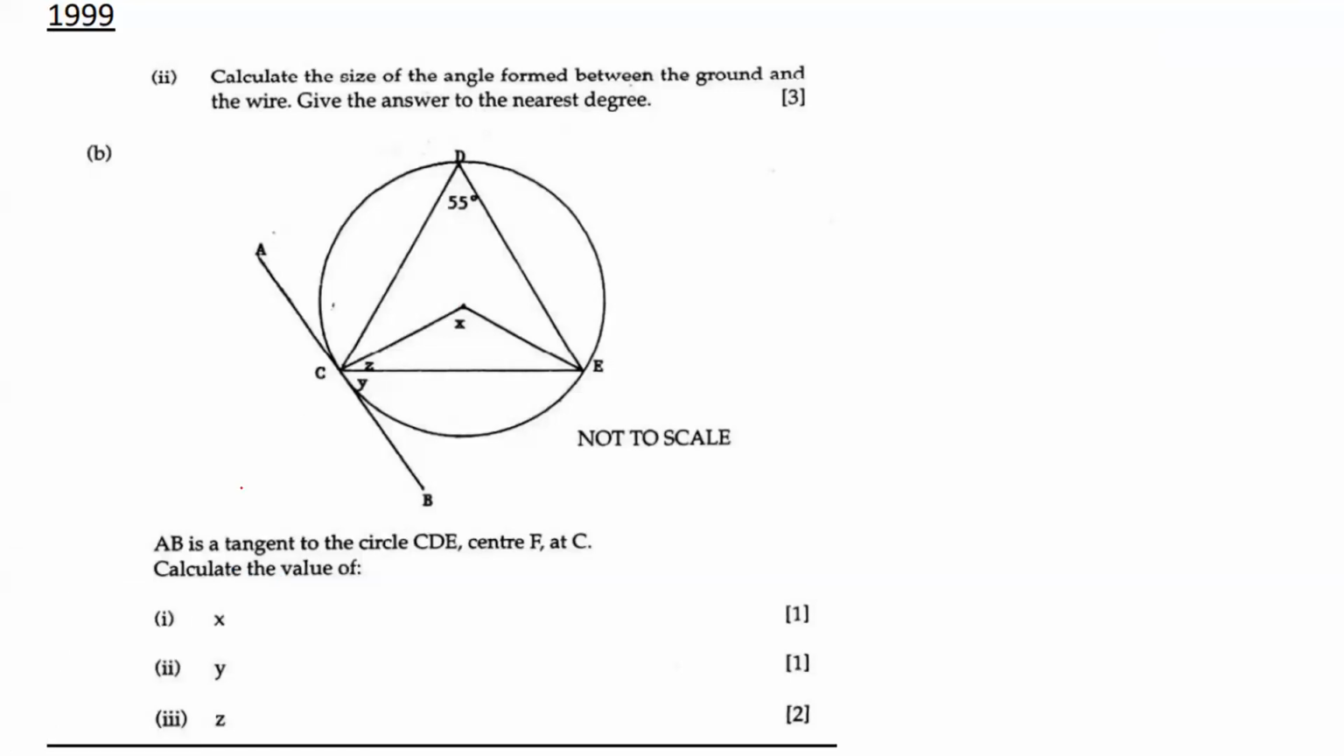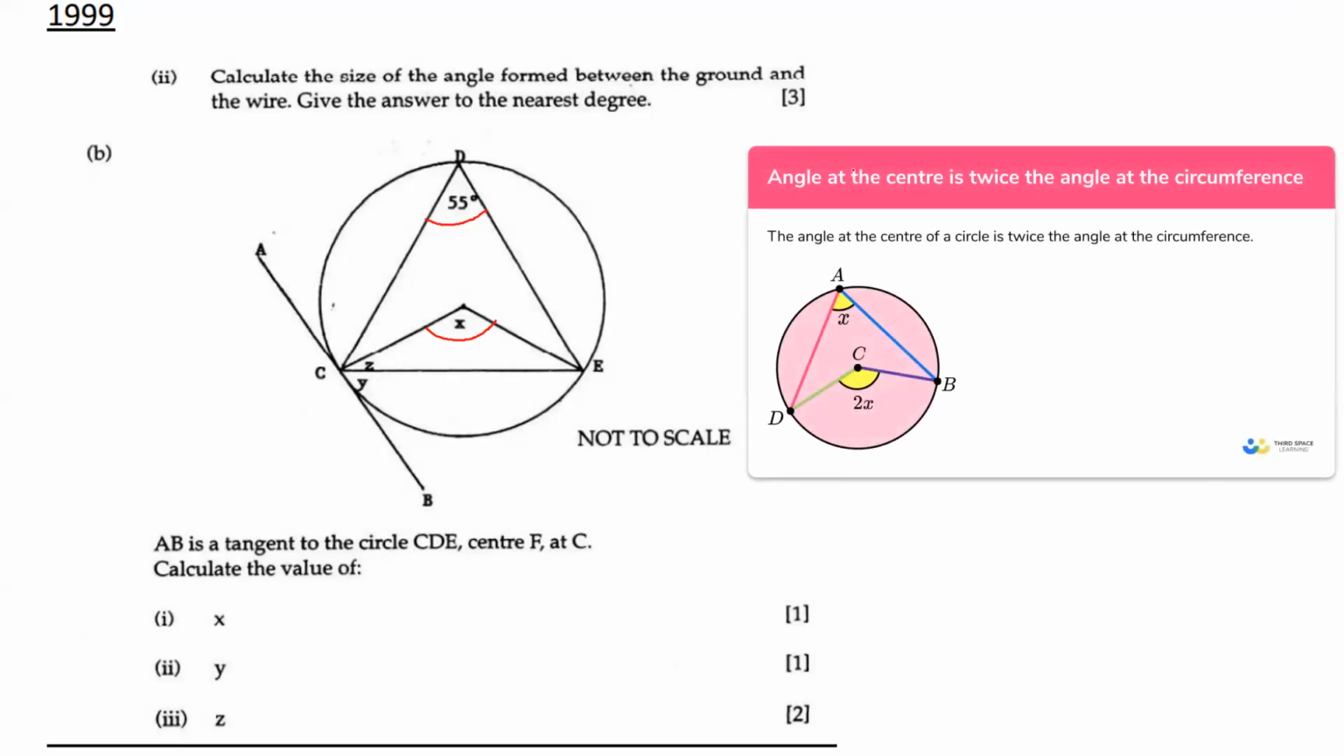So let me use a pen. X is the angle at the center, and 55 is the angle at the circumference. All right, and so the theorem says the following. It says the angle at the center of the circle is twice the angle at the circumference. Again, the angle at the center of the circle is twice the angle at the circumference. So that means that this angle right here at the center is going to be 2 times the angle that's at the circumference.